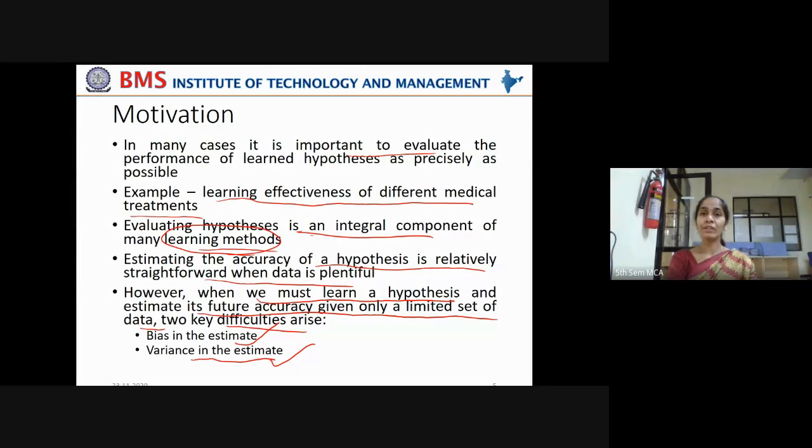And variance in the estimate. If your hypothesis is true for this small sample, and you take a different sample, again you may get a different accuracy. You take a third sample, you get a different accuracy. So the variance, the difference in the estimates across the samples, will be very high if the data is very less. So in these cases, evaluating hypothesis has gained very much importance.